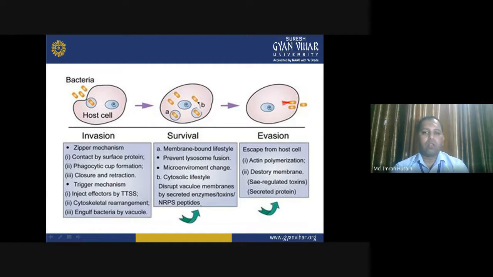So now comes the survival. Membrane-bound lifestyle prevents lysosome fusion, microenvironment change. Cytosolic lifestyle disrupts vacuole membranes by secretion of enzymes, toxins, or other peptides. Evasion: escape from the host cell, actin polymerization, destroying the membrane significantly by the secreted proteins.